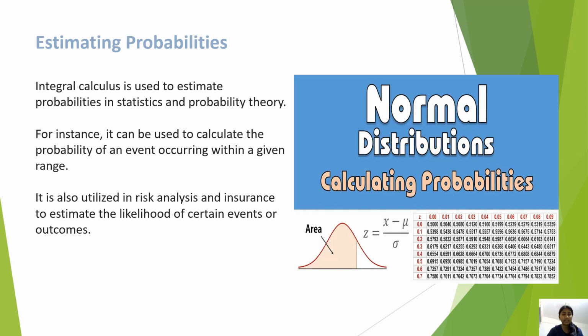Estimating probabilities. Integral calculus is used to estimate probabilities in statistics and probability theory. For instance, it can be used to calculate the probability of a given event occurring within a range. It is also utilized in risk analysis and insurance to estimate the likelihood of certain events or outcomes. With the normal distribution, you can calculate probabilities through that also.